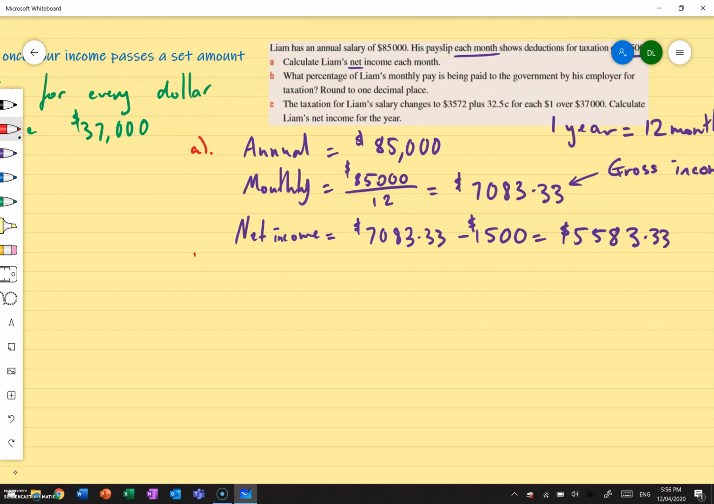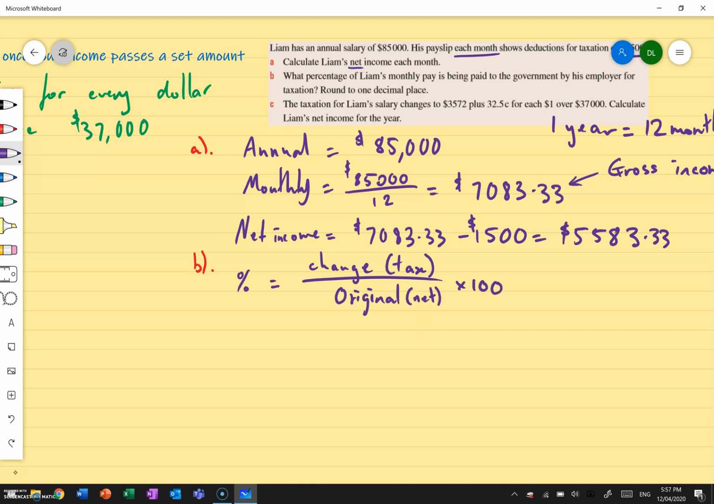Let's keep going. B. Now the question asks, what percentage of Liam's monthly pay is being paid to the government by his employer for taxation? Round to one decimal. So how much is he paying in tax? Well, we're using our percentage formula, which equals change, or in this case, we write tax, divided by our total original amount, or in this case, net income, and then times by 100%.